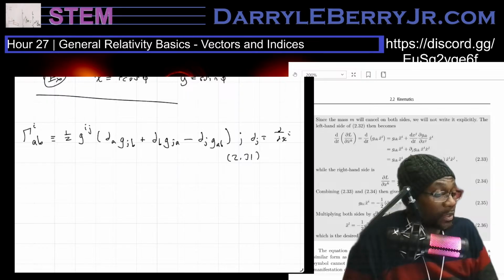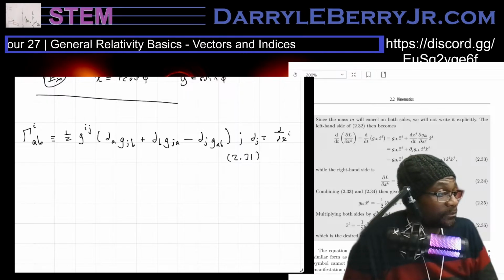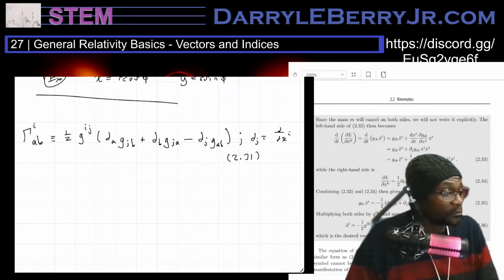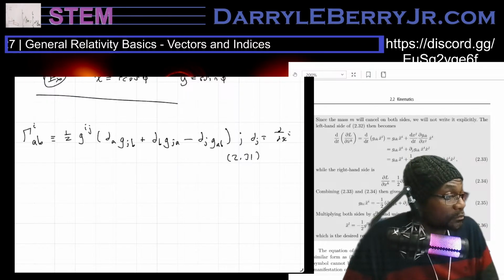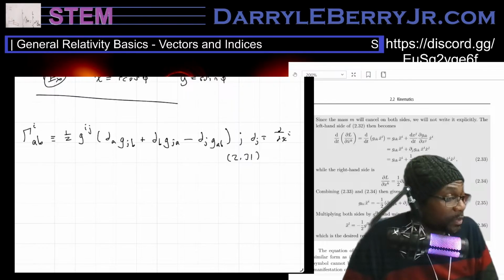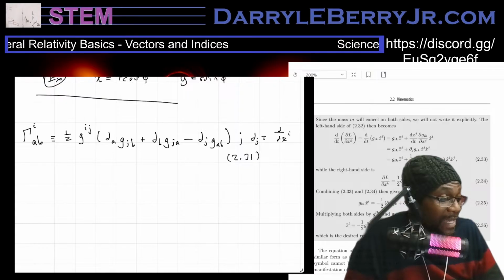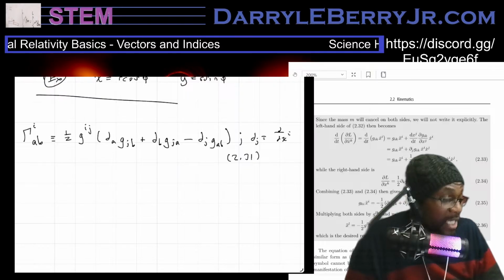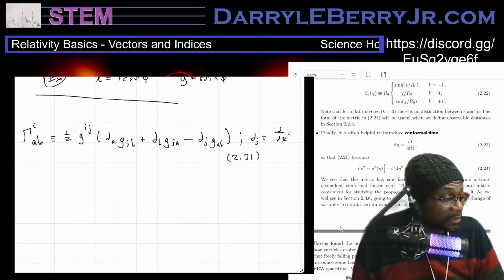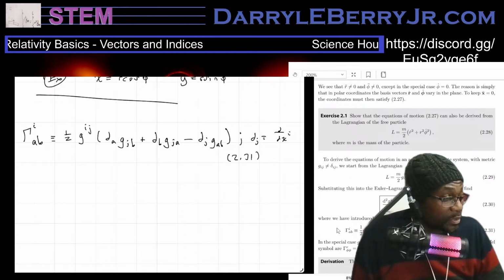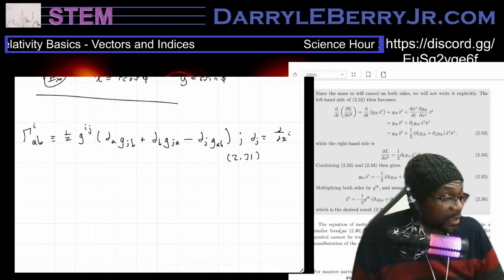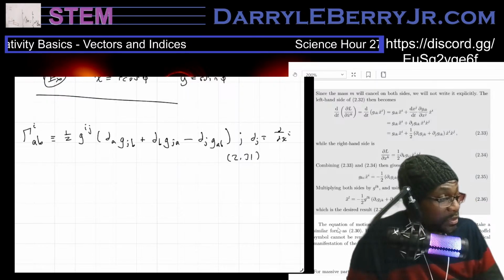The left-hand side of 2.32 then becomes that, while the right-hand side is that. Combining 2.33 and 2.34 then gives, multiplying both sides by g_lk and using g_ok g^ki equals delta_l^i, we produce the desired result, 2.30. Interesting. So the Christoffel symbol comes from working the Euler-Lagrange equation.